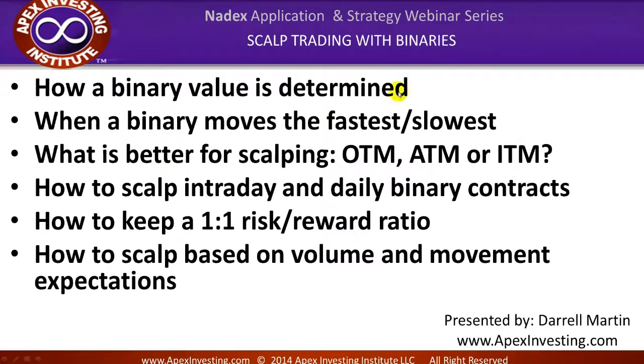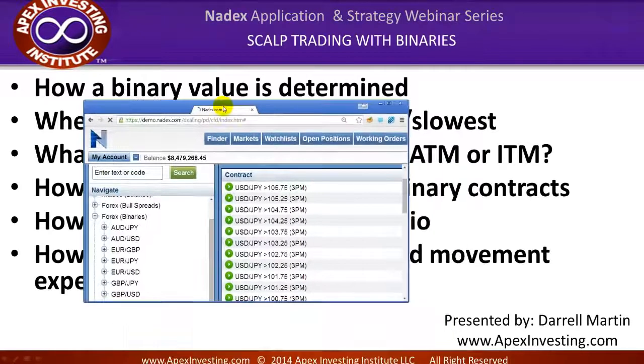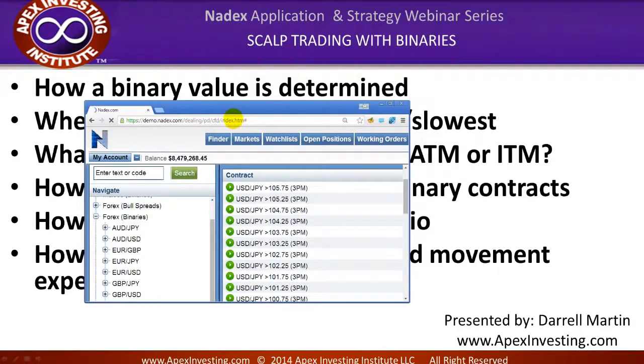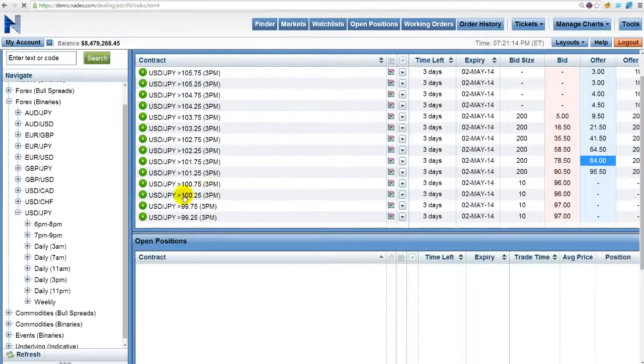And to do that, I'll pull up a binary chart. That makes sense, right? So let me grab a binary chart over here, and I will show you this. You may not even have known you can do this. It's pretty cool. Let's say we're looking at U.S. yen, and we're looking at the most current expiration we can get.